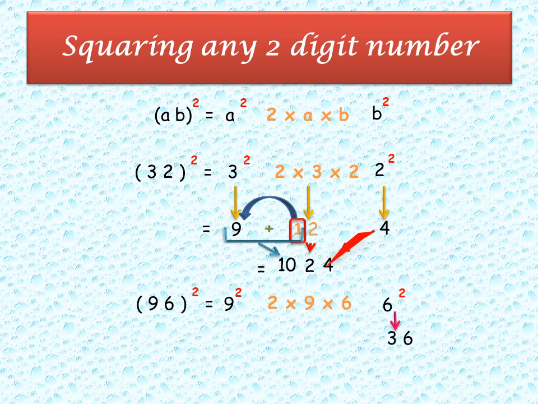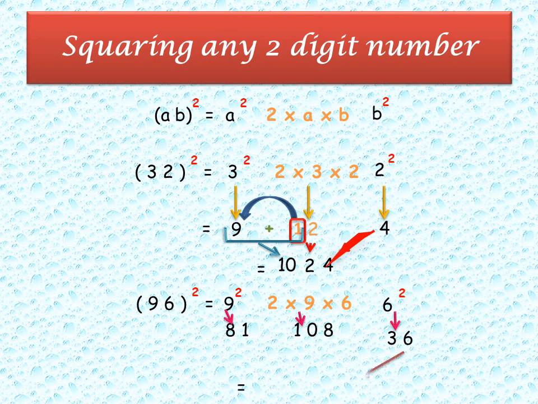Now we will simplify. 6 square is 36. Write down 36 below. And 2 into 9 is 18, and 18 into 6 is 108. Write down 108 below. And 9 square is 81. Write down 81 below. And now we have got two 2-digit numbers and one 3-digit number. See, whatever is there more than a single digit should be carried forward to the adjacent number. So we have to simplify even more in order to get our answer.